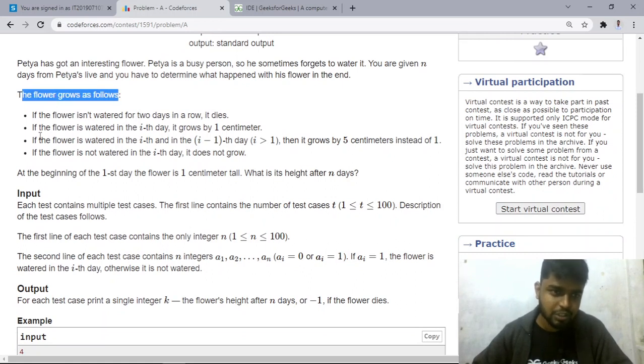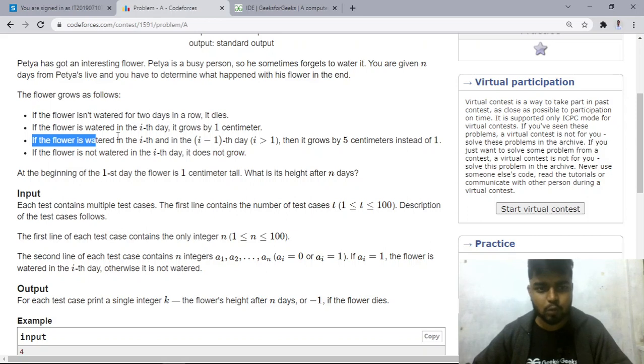There are some conditions. If the flower isn't watered for 2 consecutive days, then it will die. If the flower is watered on the ith day, it will grow by 1. If it is watered on the ith day and it was also watered on the previous day, that is the (i-1)th day, then on the ith day it will grow by 5 instead of 1 centimeter. And if it is not watered on the ith day, it does not grow.